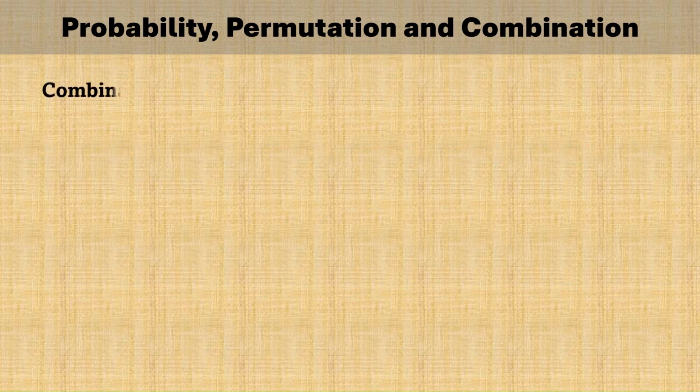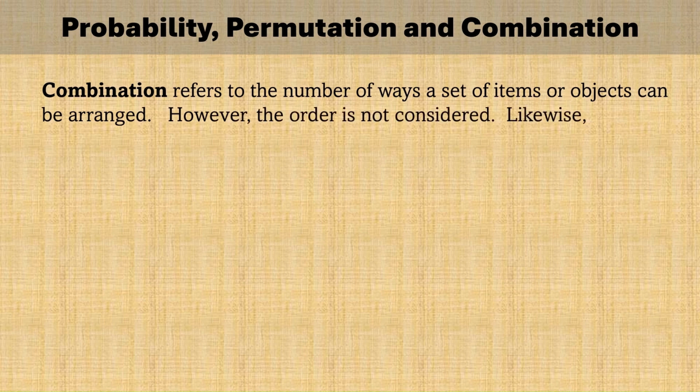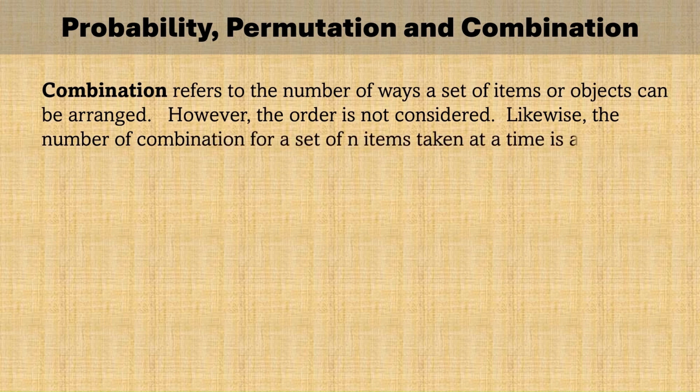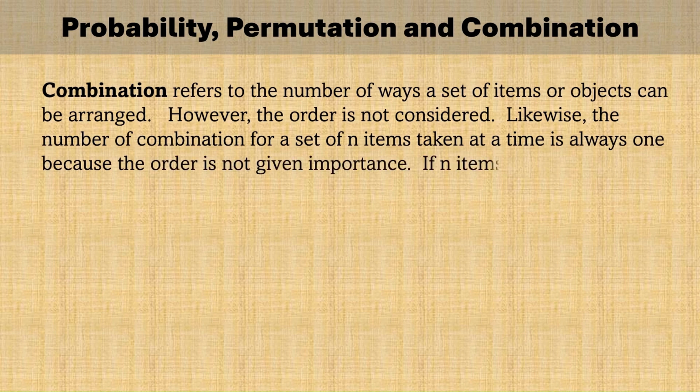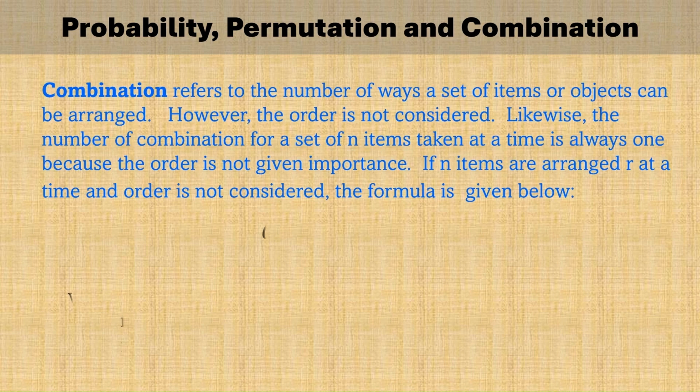Combination refers to the number of ways a set of items or objects can be arranged. However, the order is not considered. Likewise, the number of combinations for a set of n items taken n at a time is always 1 because the order is not given importance. If n items are arranged r at a time and order is not considered, the formula is given below. The combination C of n objects taken r at a time is equal to n factorial over the factorial of n minus r times r factorial, where n is the total number of objects. r is the number of objects selected or taken at a time.